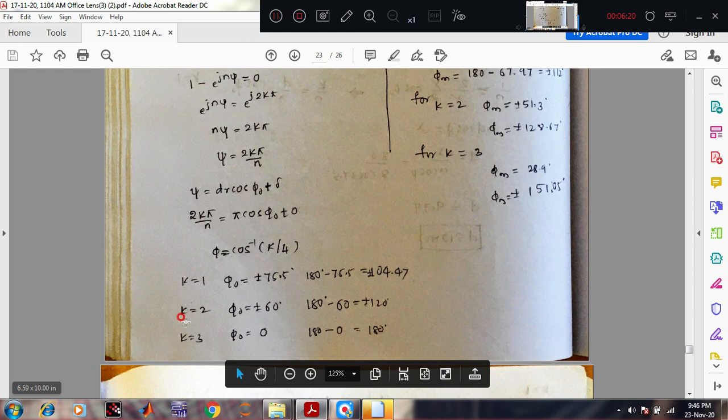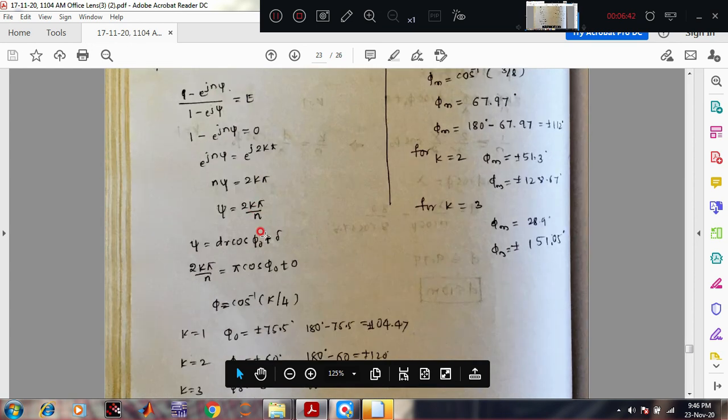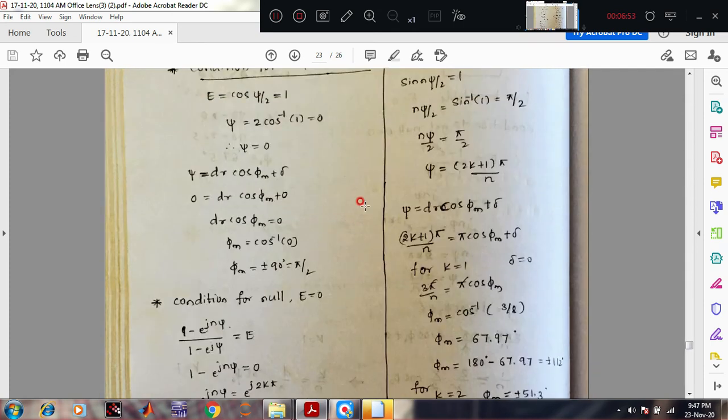So this results in a complement, one more angle: 180 minus 75.5, which is equal to plus or minus 104.47. Similarly, if I substitute k as 2 in this expression, you will get phi naught as plus or minus 60 degrees, which results in 180 minus 60, equal to plus or minus 120 degrees. For k equal to 3, phi naught is equal to 0, and 180 degrees minus 0 is equal to 180 degrees. So these are the angles of what? The condition for nulls. At this set of angles we have the nulls' direction, wherein there is no radiation at all, right?